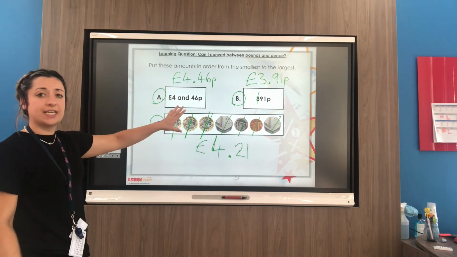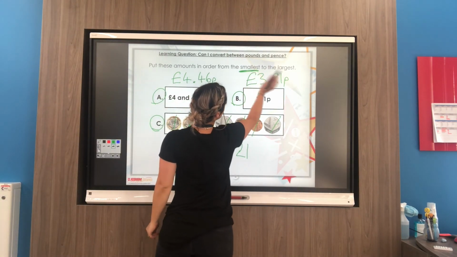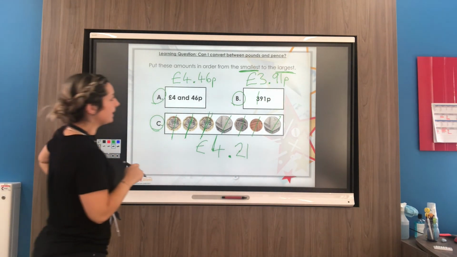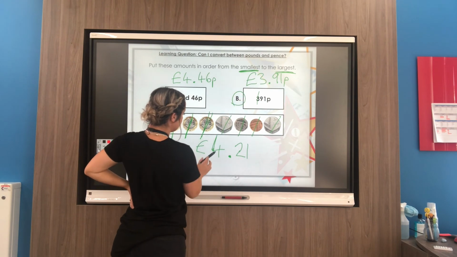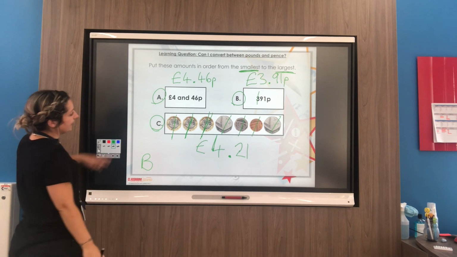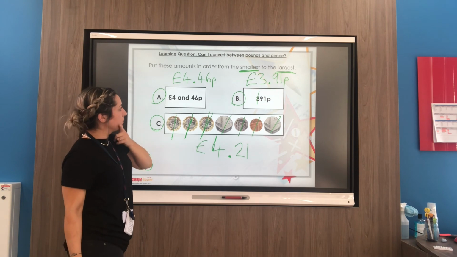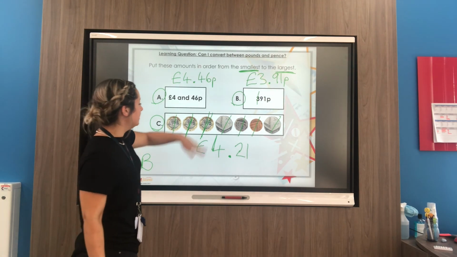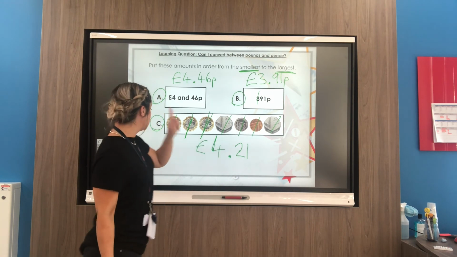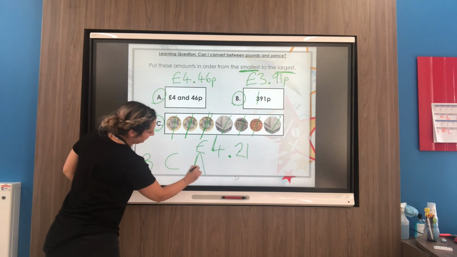Right, that's the first step done. Now I need to put these amounts in order from smallest to the largest. What's the smallest amount? Let's look at the pounds first. £4, £3, £4. So B is the smallest. Then I need to work it out between A and C. So I've got £4, £4, they're the same. Move on to your tens. 40p, 20p. Okay, 20p is smaller. So I'm going to go for C and then A.